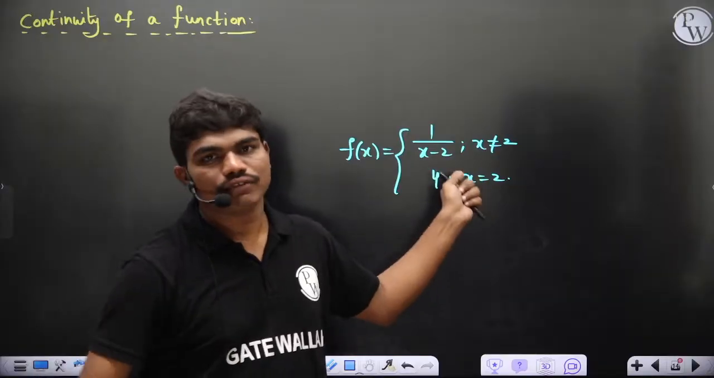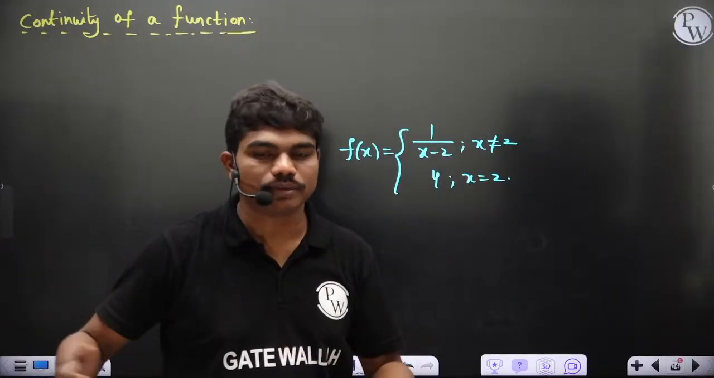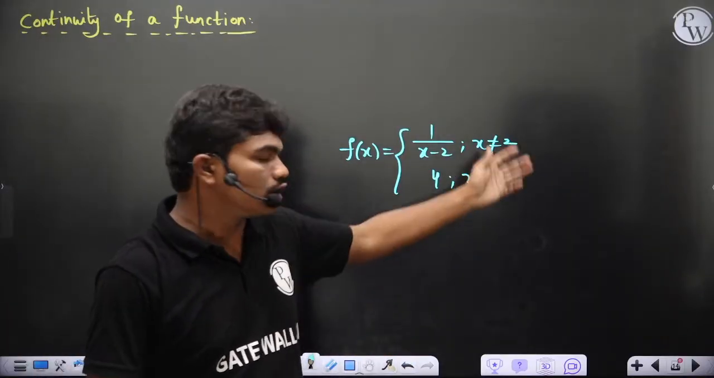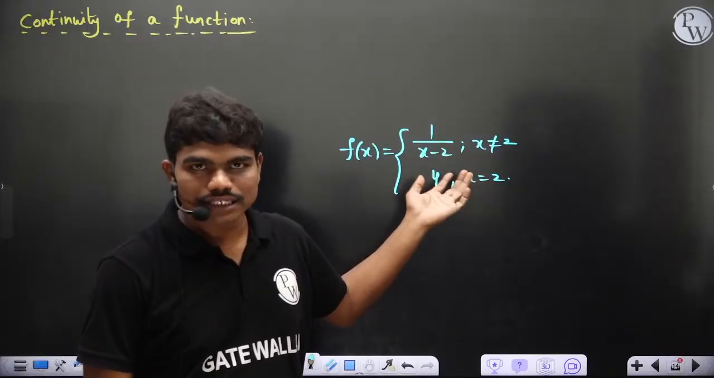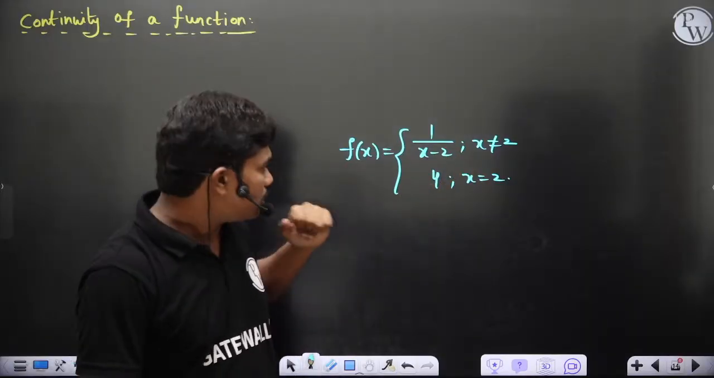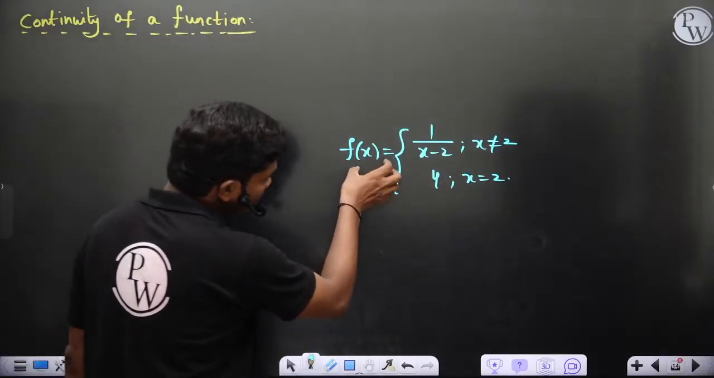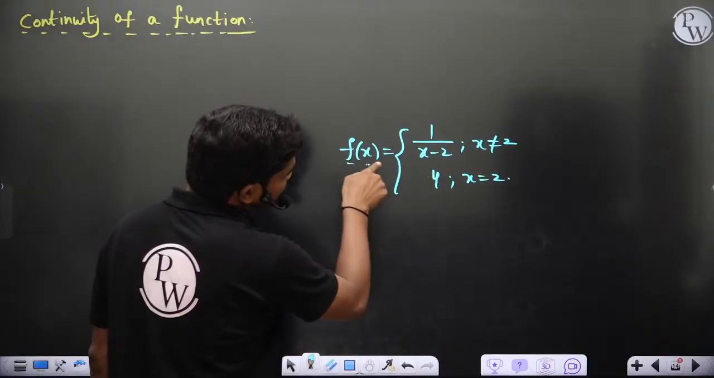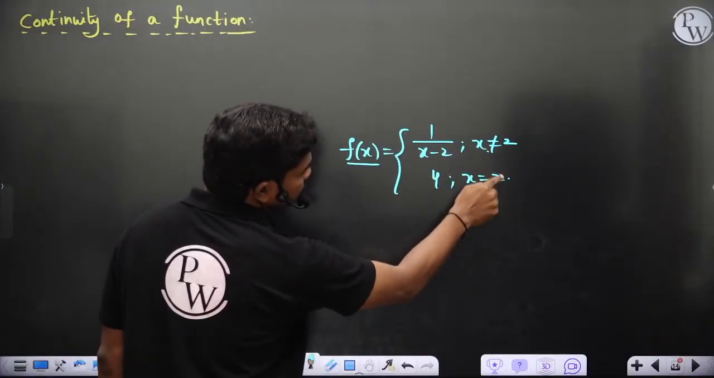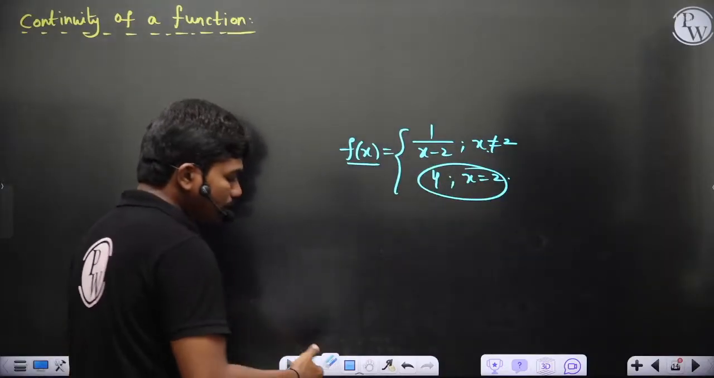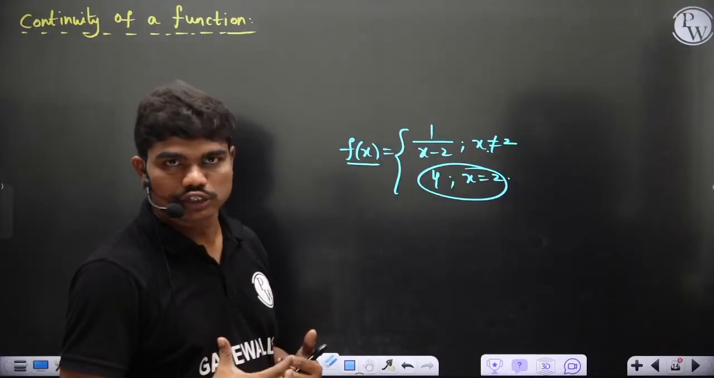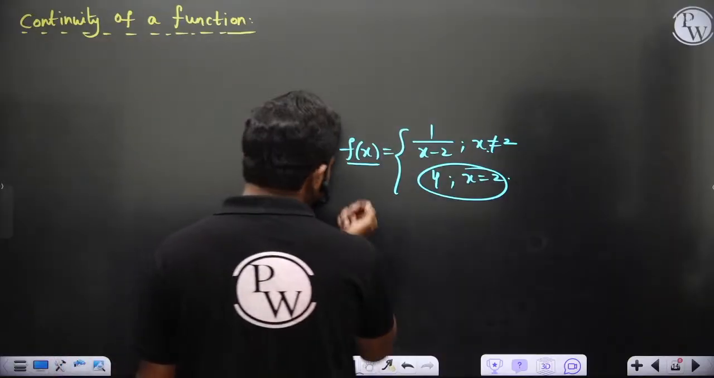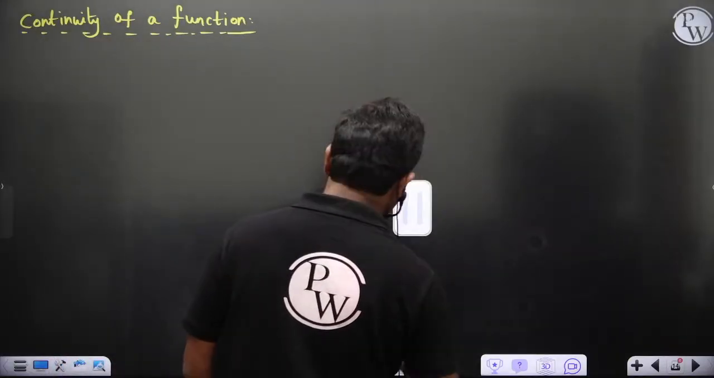Physically how we are getting this 4 and all, that's a different story. It depends on the experiments, but let's say you have one function of this sort. Then this is clearly called a split function. Whenever the function is split, or the functional value is not defined at a particular point and is defined in a different way, how do we check whether the function is continuous or not? That's what we'll check. So let's see how we'll check it.